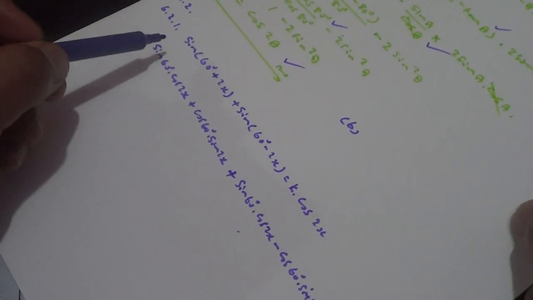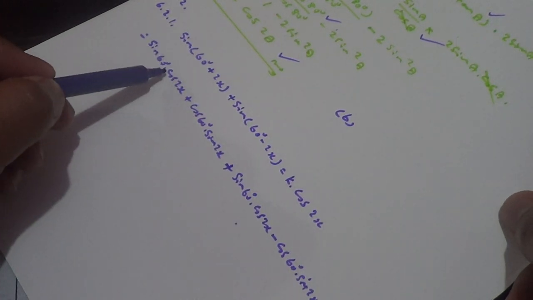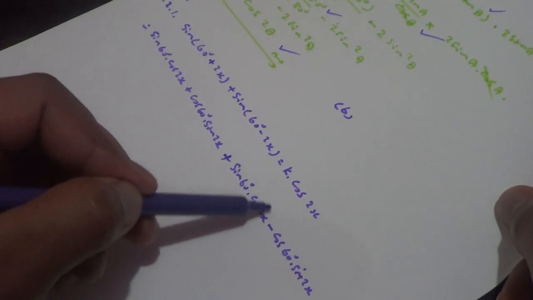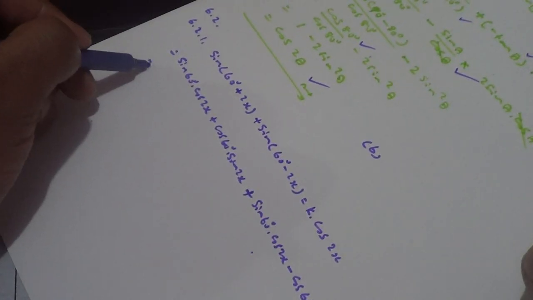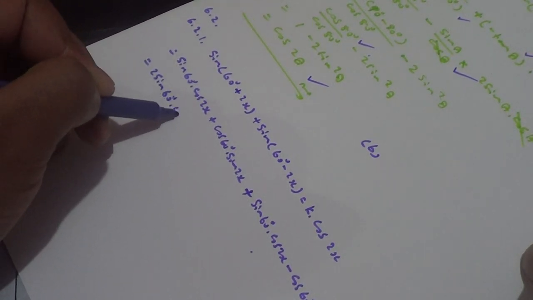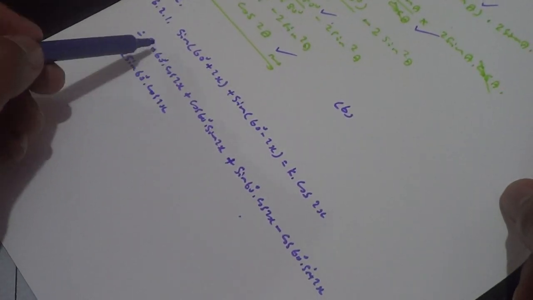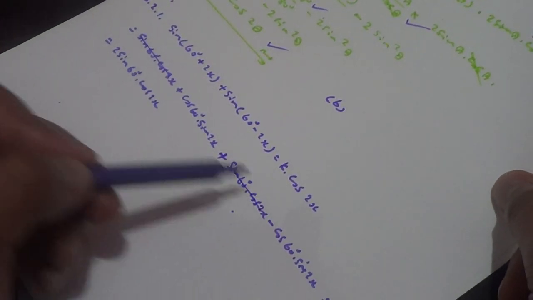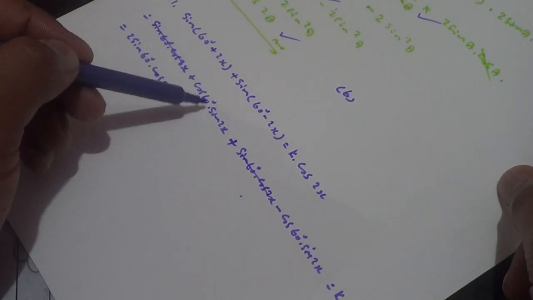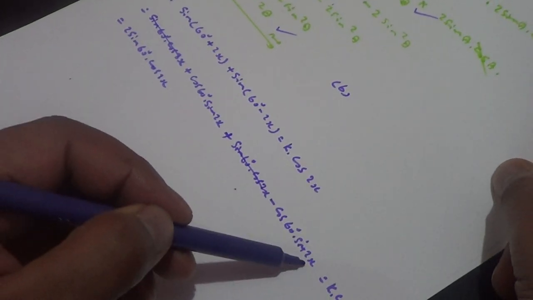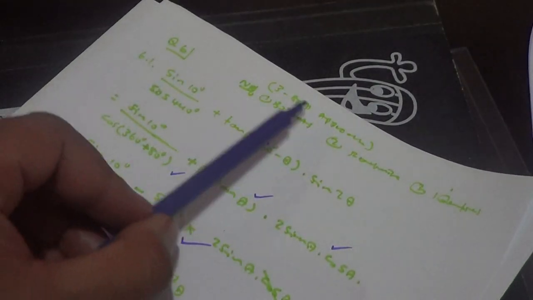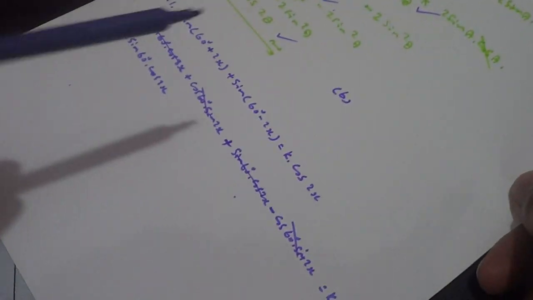So what do you see here? There is sine 60 cos 2x. There is sine 60 cos 2x. So you have two of them. So all you have here is 2 sine 60 degrees times cos 2x. Okay, we are solving this situation here. There's a plus between the two, but you can see here cos 60 sine 2x, cos 60 sine 2x, there's a negative between them, so they are like terms. You're cutting them out.